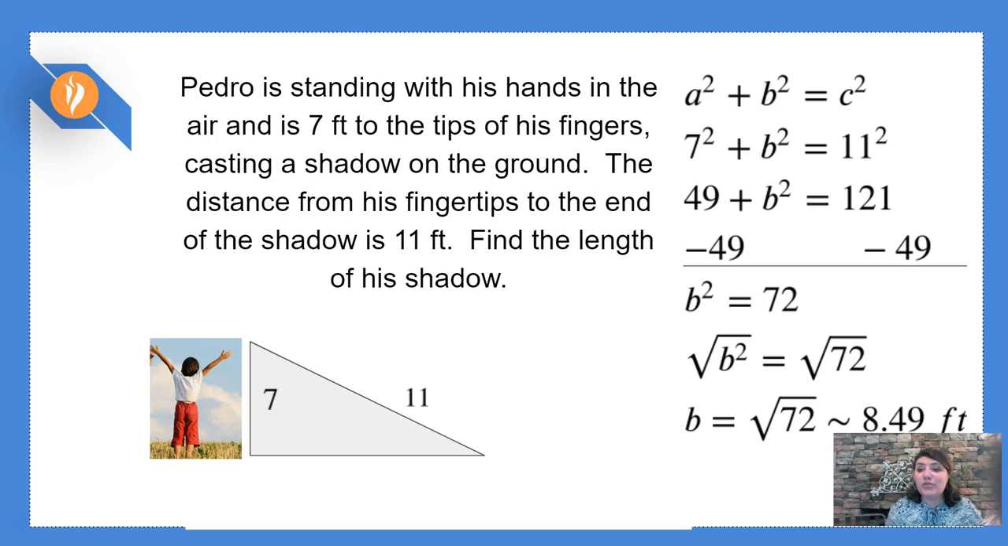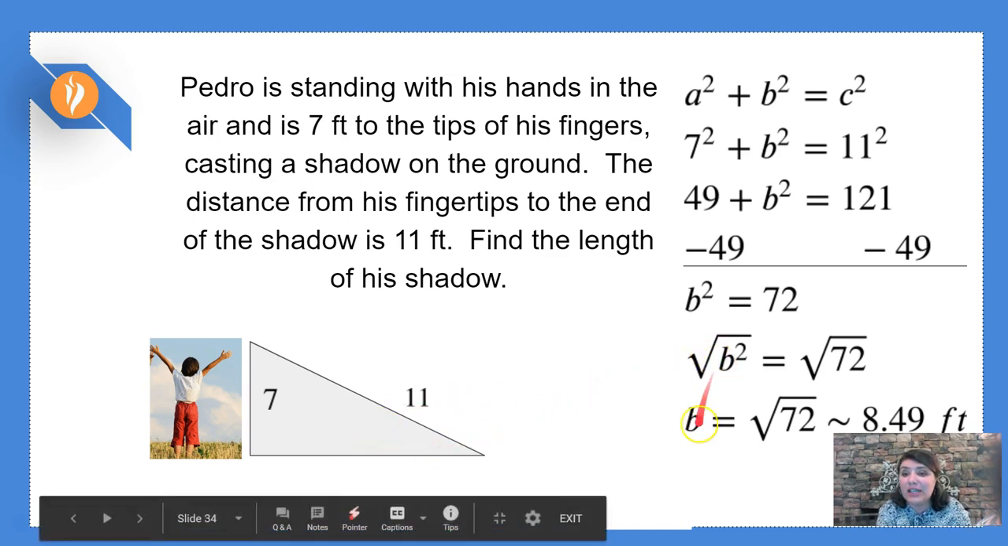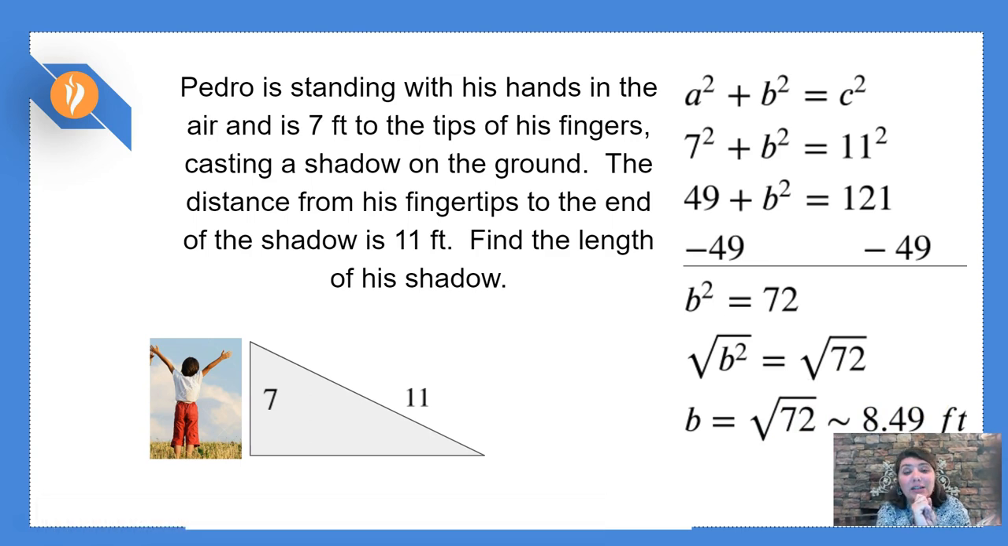11 squared is 121. So when I subtract 49 from both sides to get that b by itself, remember, I get 72. Then I need to take the square root of both sides here to get b by itself. The square root of 72 is not perfect. So when I estimate it, I get about 8.49 feet. Now what does that mean in the context of our problem? It means the length of Pedro's shadow is about 8.49 feet.